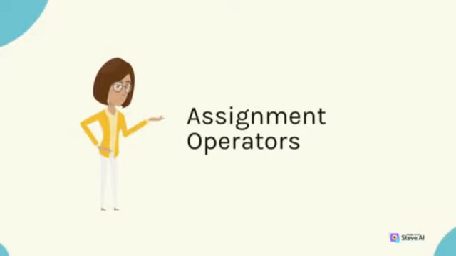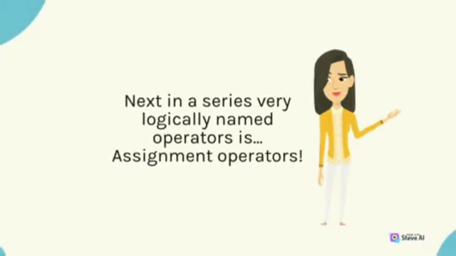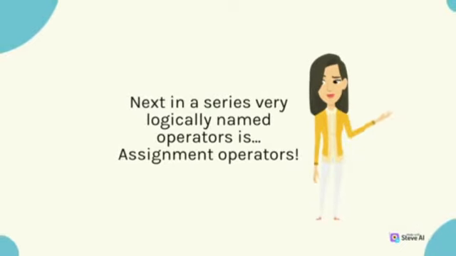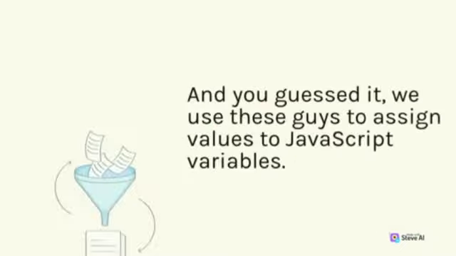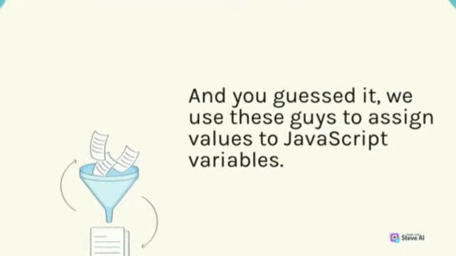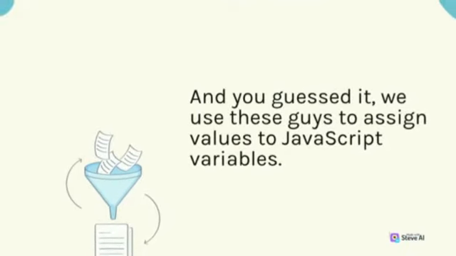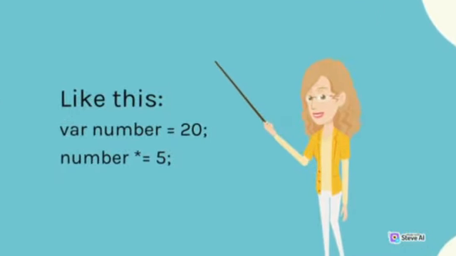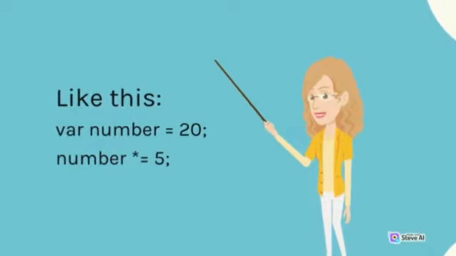Assignment operators. Next in a series of very logically named operators is assignment operators. And you guessed it, we use these guys to assign values to JavaScript variables. Like this: var number = 20; number = 5.